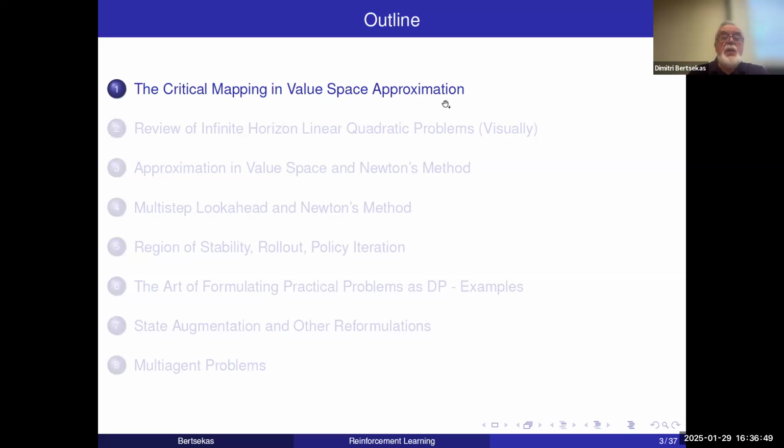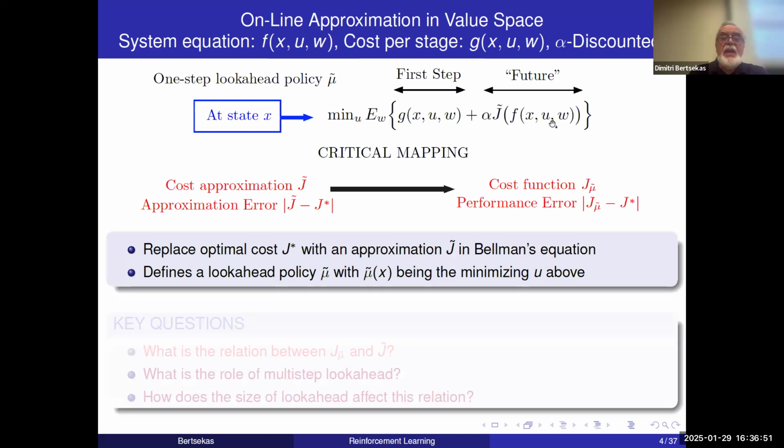So let's start with this critical mapping. Let's consider online approximation in value space with one-step look-ahead involving a system equation f, a cost per stage g, where x is the state, u is the control, and w is the stochastic disturbance, and we're going to consider an alpha-discounted problem. What I'm going to discuss can also be generalized to undiscounted problems, but we'll focus on the alpha-discounted problem as part of our discussion.